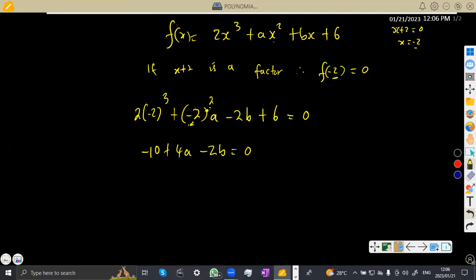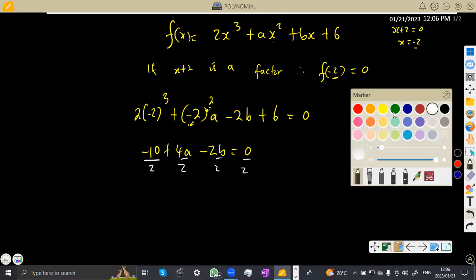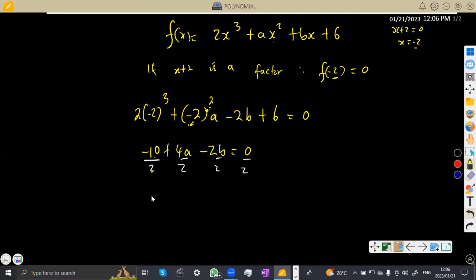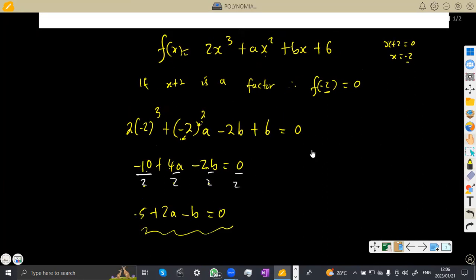But since it is an equation, you can actually try to reduce it. You can just reduce by 2, as you can see that 2 is common throughout. So negative 10 divided by 2 is negative 5, 4 divided by 2 is positive 2a, and minus 2b divided by 2 is minus b, which is equal to 0. So this is when x plus 2 is a factor. Okay, so we move on to the other consideration.